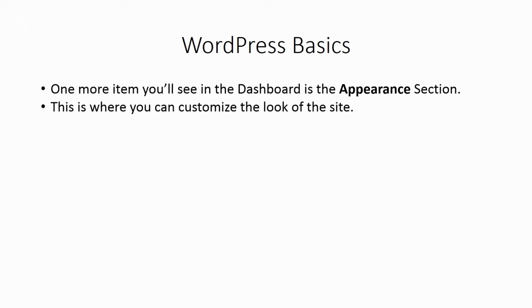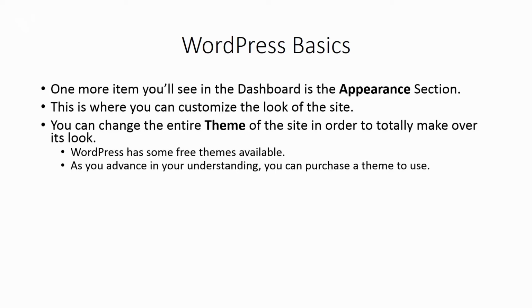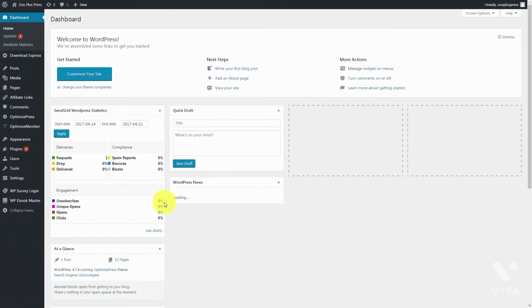Now, this is where you can customize the look of the site. You can change the entire theme of the site in order to totally make it over and change its look. Now, WordPress does have some free themes available, and as you advance in your understanding of WordPress, you can purchase a theme to use. As we are in the back office, you'll see that there's a link for the appearance. If we hover over it, we can see that there are themes, customization, widgets, menus, and editor, all ways that we can actually customize our WordPress website.